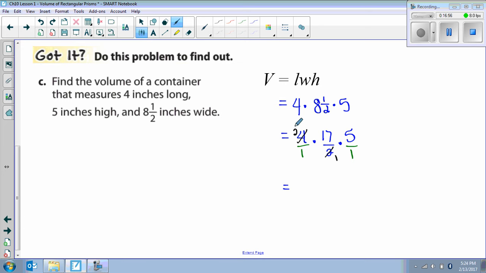I'm going to multiply the 2 times the 5, so 2 times 5 is 10, and then 10 times 17 is 170 over 1, which gives us 170 inches. And because this is volume, we have inches squared. No, not inches squared, inches cubed. Very good. Good catch. I did that on purpose. Just kidding, I made a mistake.